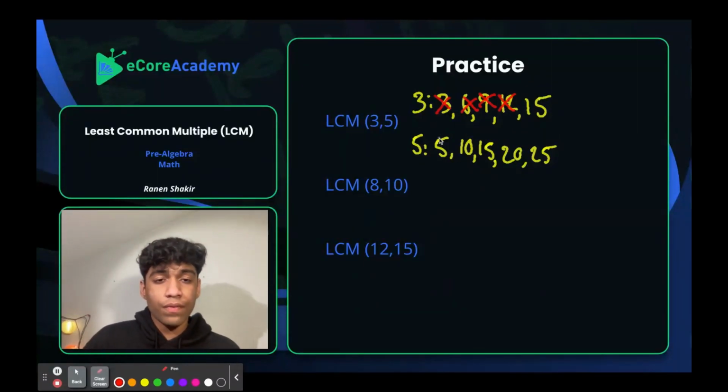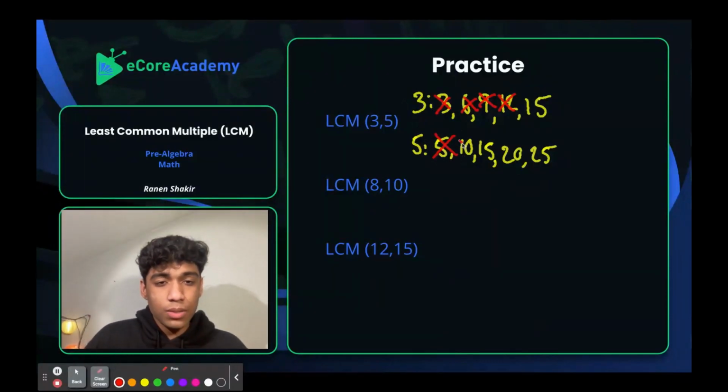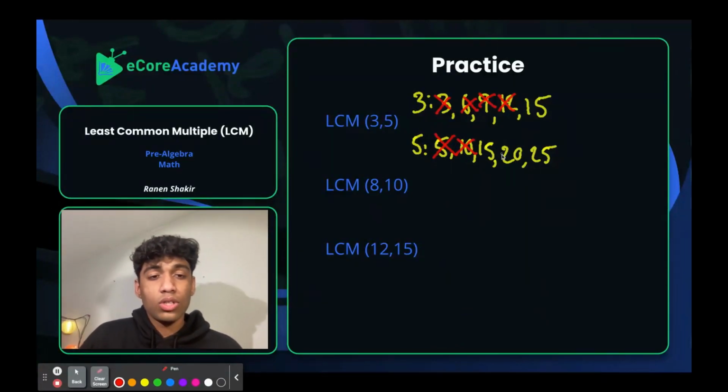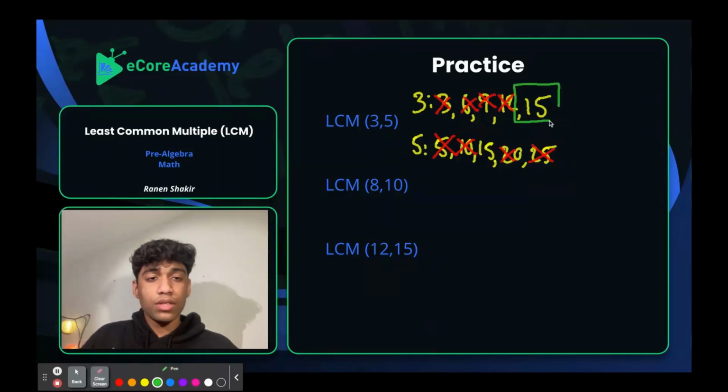If you look here, 5 isn't going to be divisible by 3. 10 doesn't work either. 15 doesn't work because 5 plus 1 is 6, and 6 is divisible by 3. 20 doesn't work, and 25 doesn't work. So our LCM of 3 and 5 is going to be 15 because this is the smallest number that both of these numbers share a multiple of.